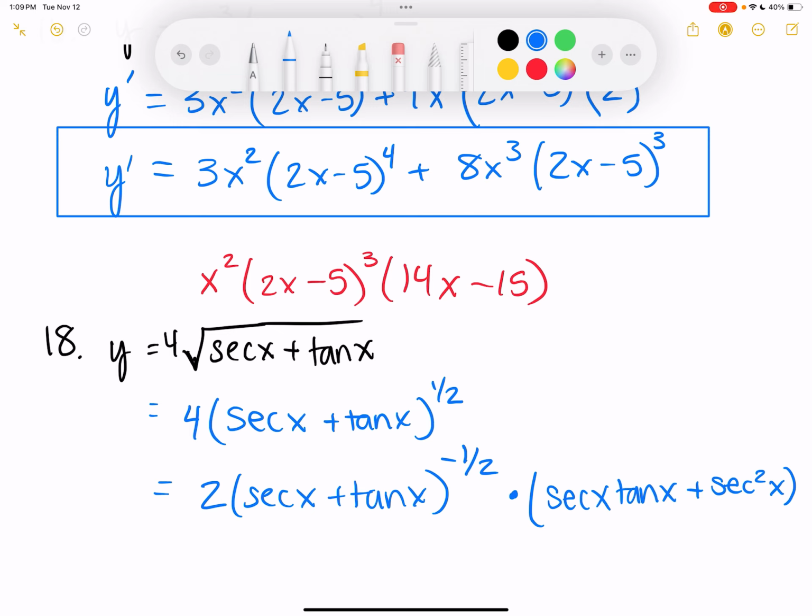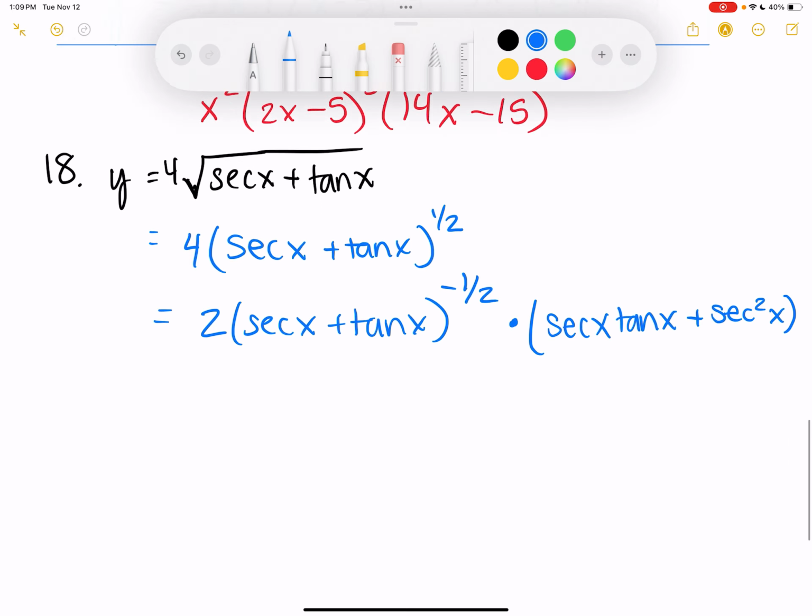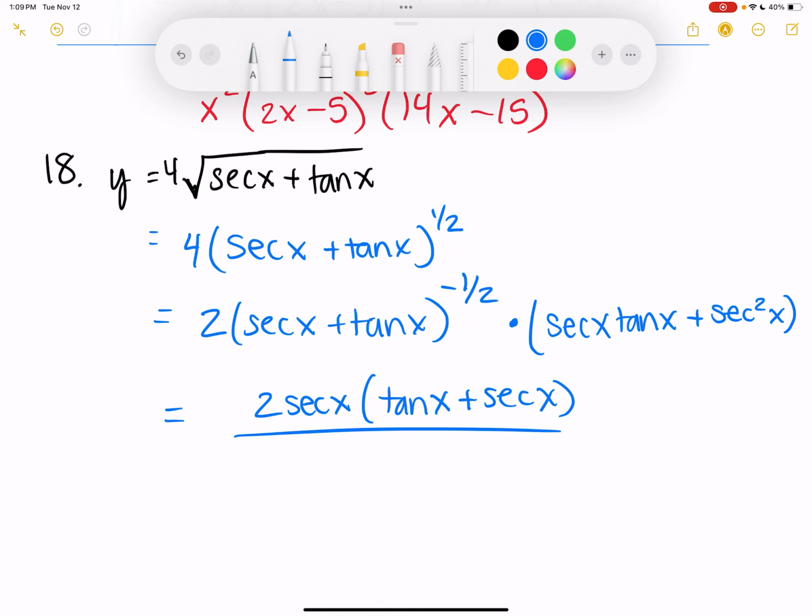So we could take a secant out of this top part if we wanted to. This piece over here in parentheses is going to go to the bottom. I'll show you. So 2 times, I'm going to take a secant out, so secant of x, and then in parentheses, tangent of x plus secant of x, over secant of x plus tangent of x to the 1/2. And you can leave it here.